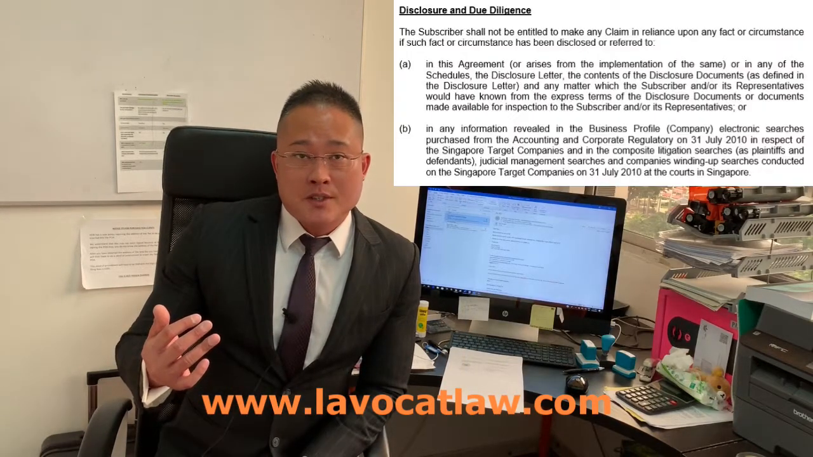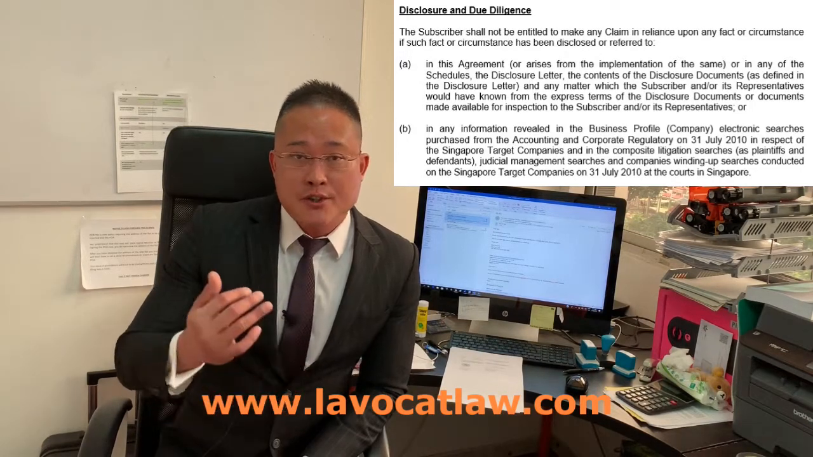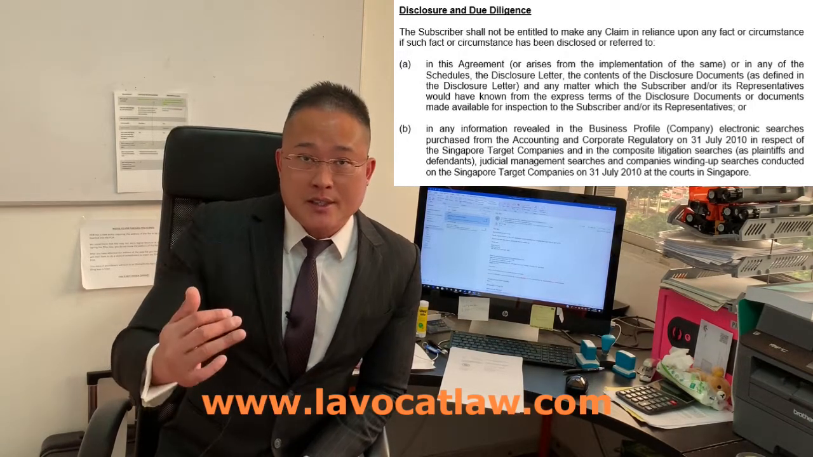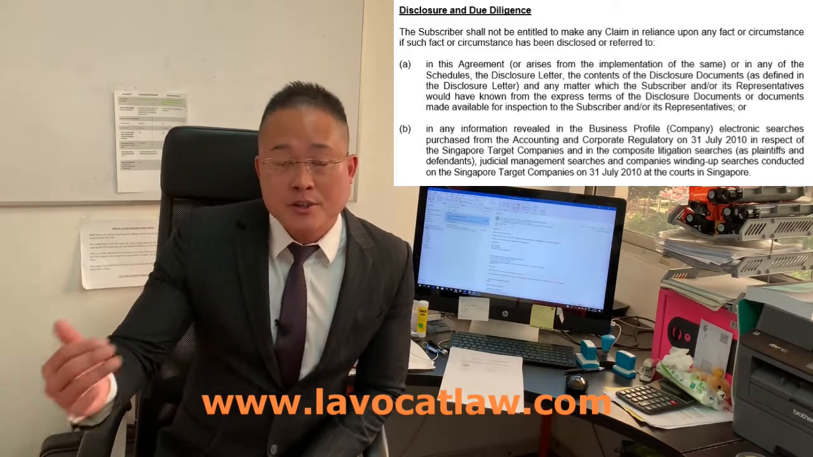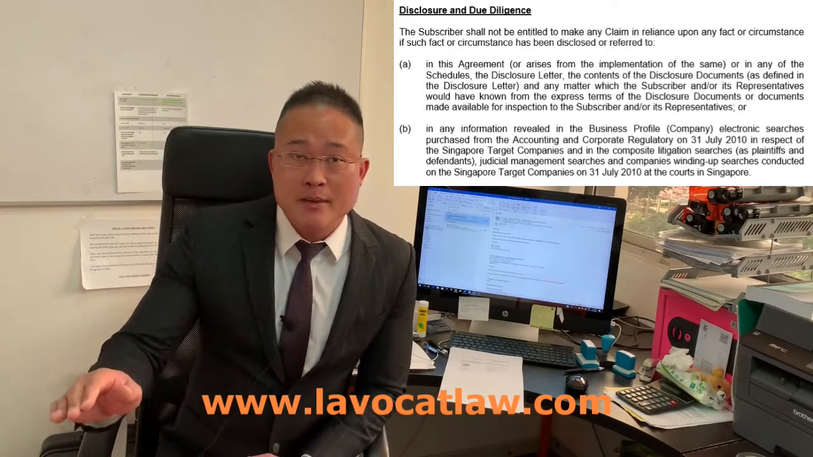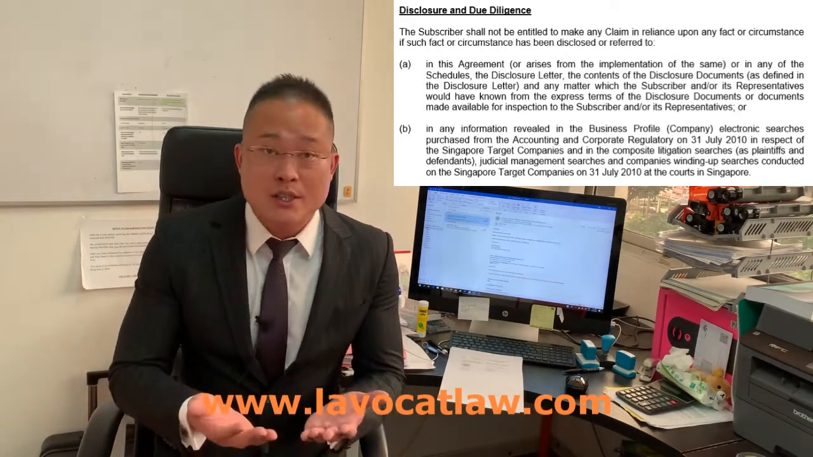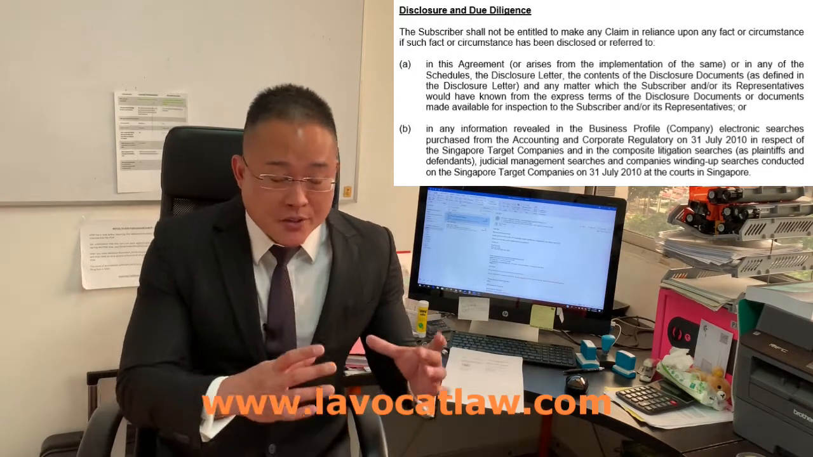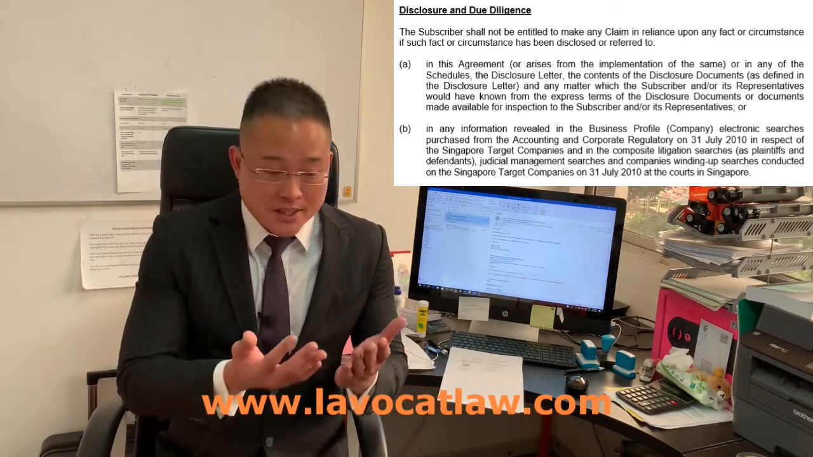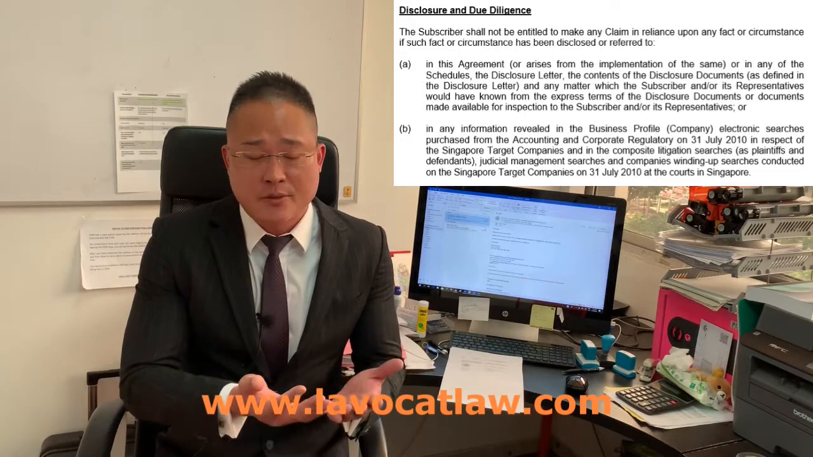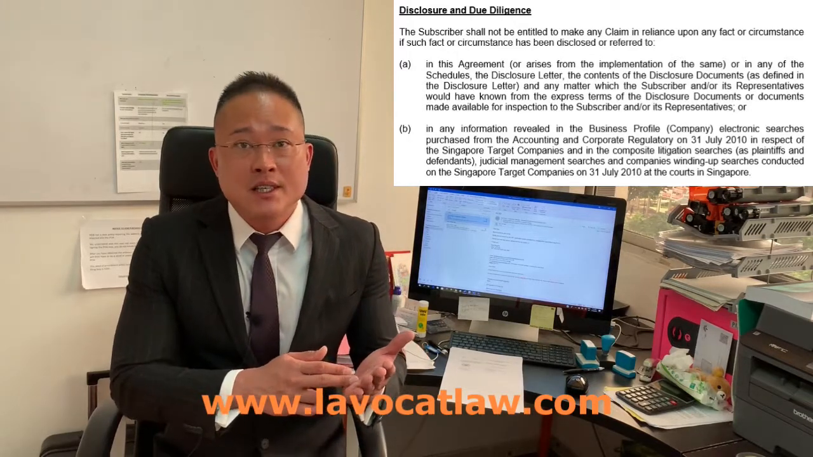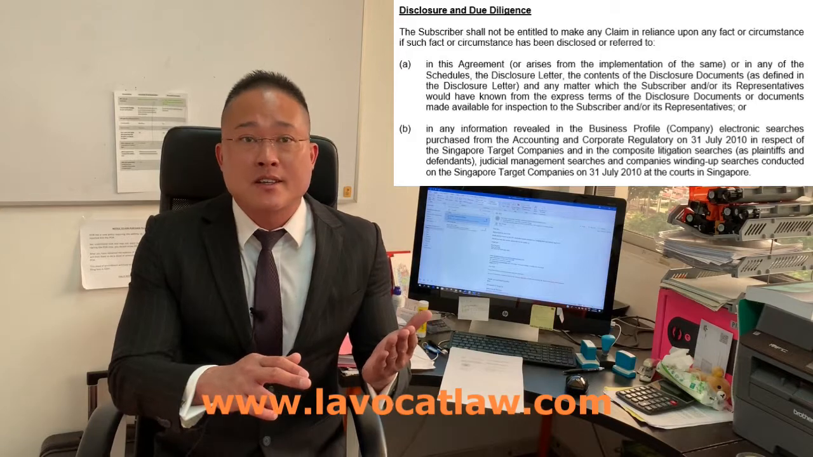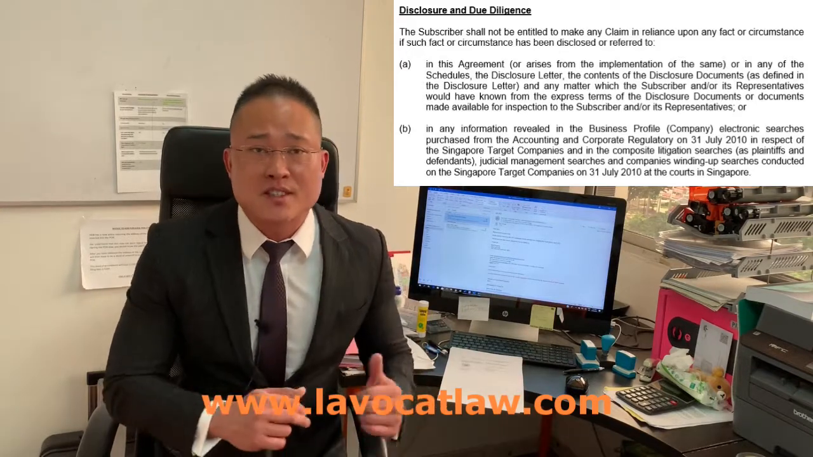There would also be clauses relating to disclosure and due diligence. If the matter or thing has been disclosed in the disclosure letter or can be found in the due diligence, you cannot claim against the seller because the buyer has already read the due diligence report, or the matter or thing has been disclosed to him in the disclosure letter. For example, there is a certain lawsuit, there is a guarantee, or there is a potential claim by a director for unpaid salary. It's been disclosed in the disclosure letter already, so he cannot claim for it.